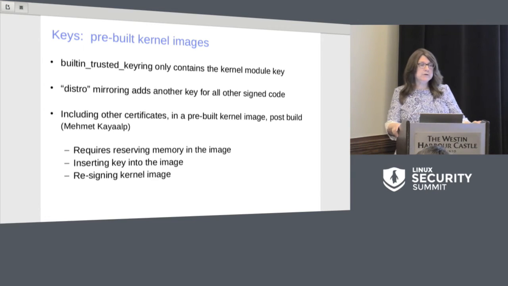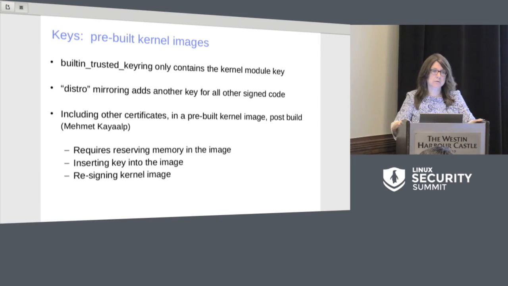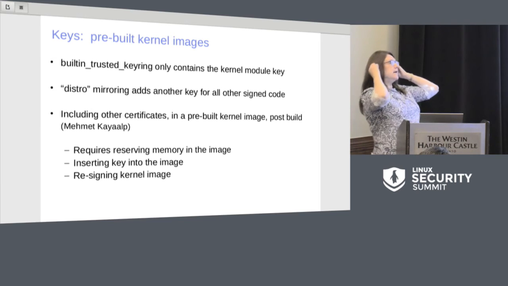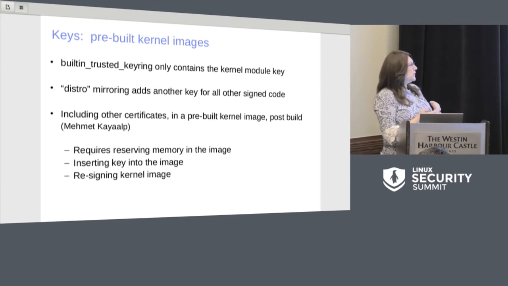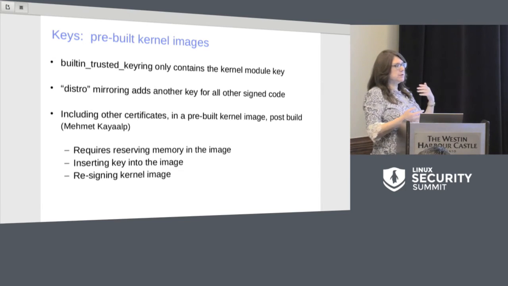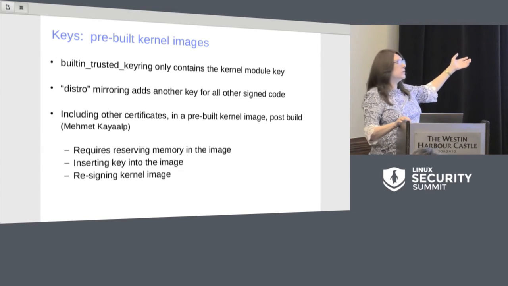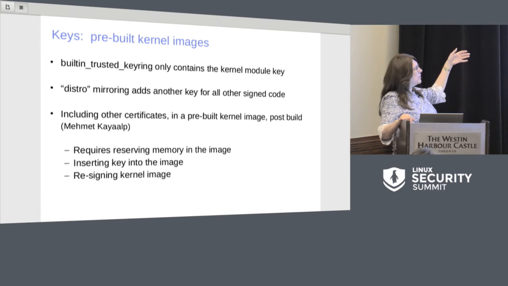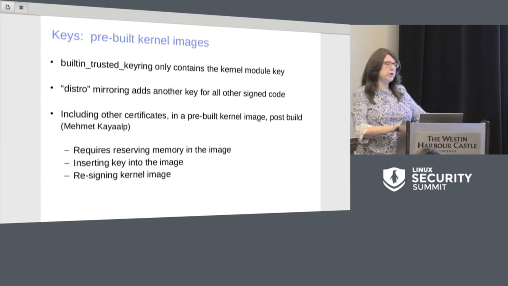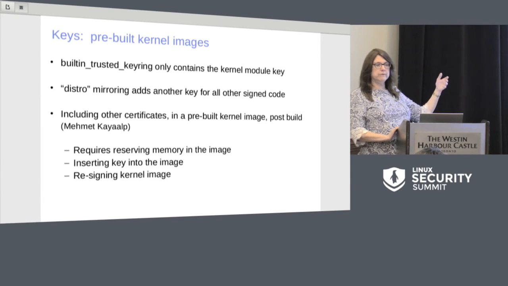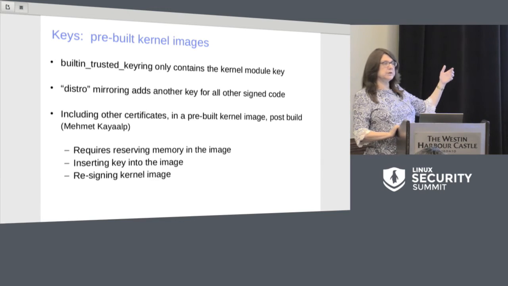So even if the distros started including file signatures, you might want to run your own code. So we need a way of adding a certificate into the running system onto the built-in keyring, and Mehmet Kalep of our group has done the work for reserving memory for the built-in keyring.